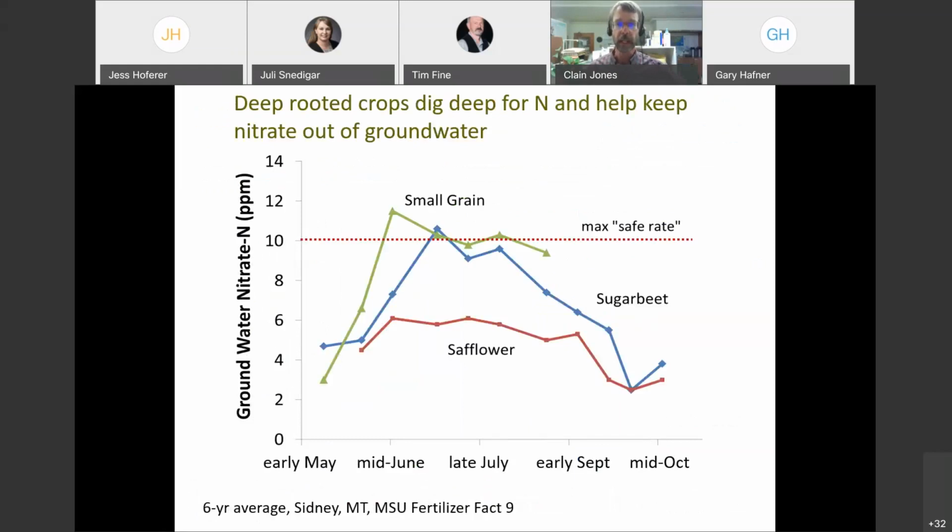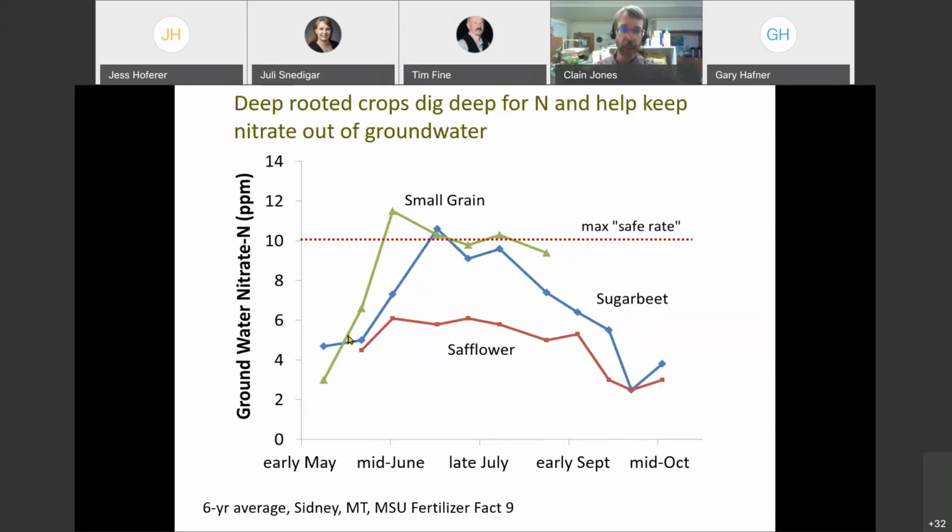What about in irrigated systems? This is work done in Sidney, Montana, looking at a growing season from early May to mid-October and plotting groundwater nitrate nitrogen in parts per million on the vertical axis. The maximum EPA safe rate is 10 milligrams per liter of nitrogen.